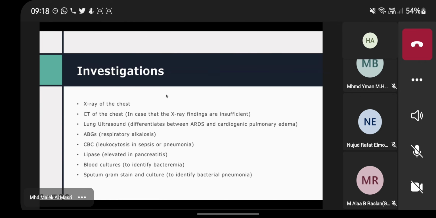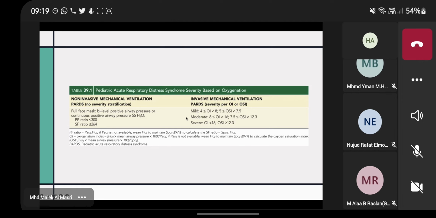Now, some of the investigations we'd like to consider, because PARDS can be mixed with other conditions. Just, can we add a comment here? In general, what do these ratios mean in terms of severity? In terms of severity, what does it tell you, pathophysiologically? Lung function is deteriorating, and the patient, or the child, is not able to fully oxygenate their body.